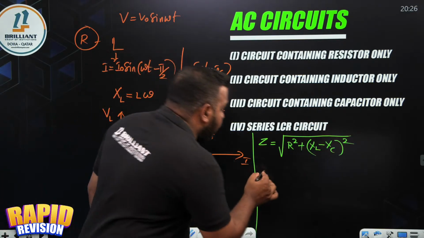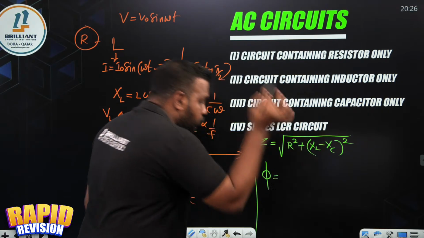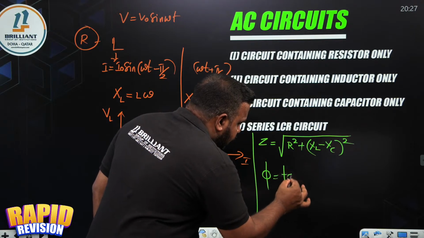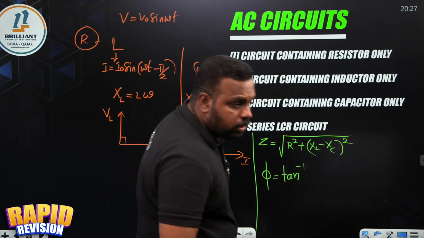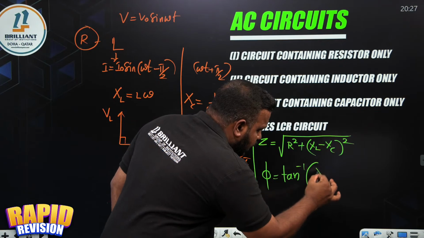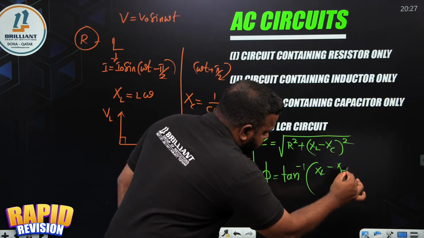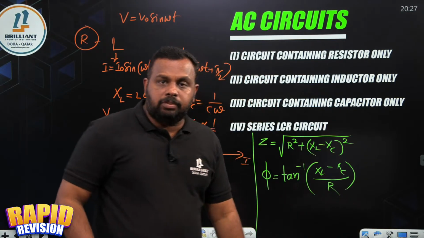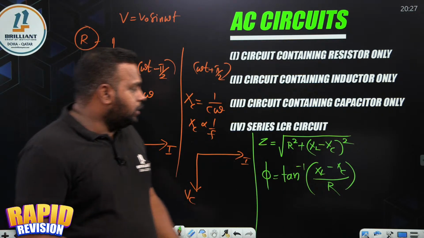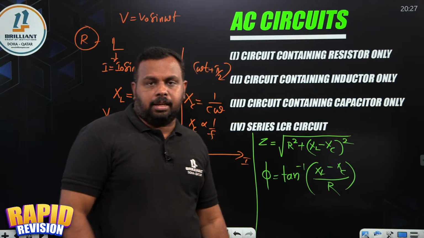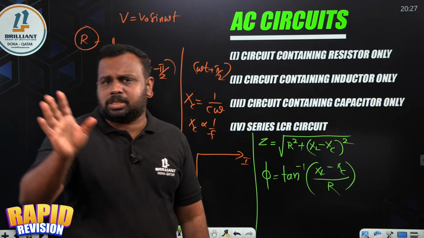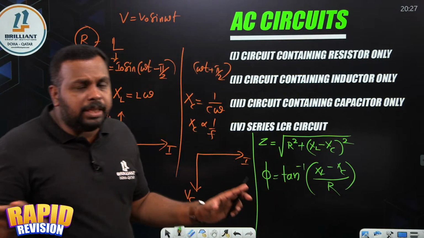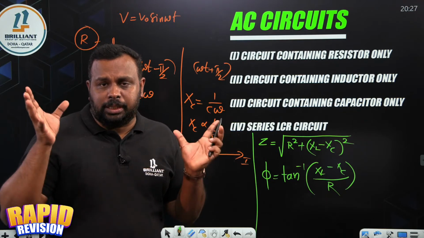Okay, and the phase angle phi, the phase relation between current and voltage, we have a formula. It is tan inverse of (XL minus XC) divided by R. Tan inverse (XL minus XC) by R. This is the formula for what? Phase angle. So these two formulas you must study about a series LCR circuit. So please study all four circuits in detail.